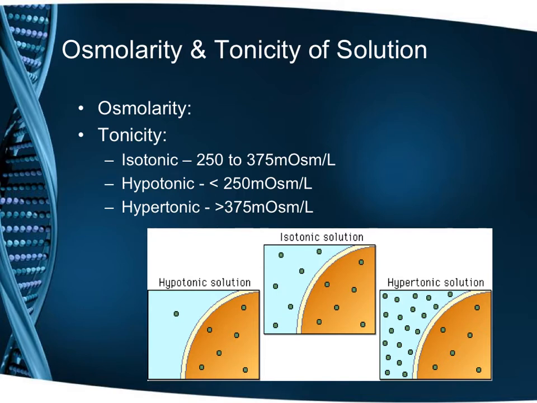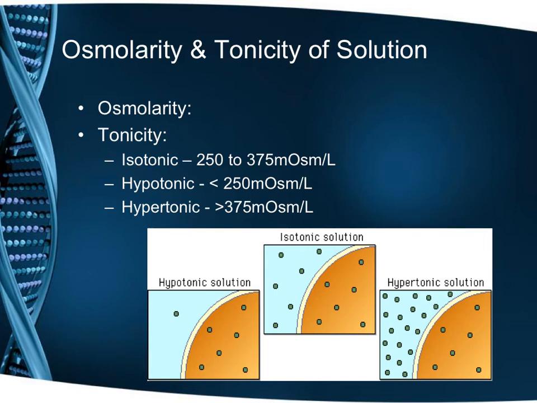The term tonicity is used with reference to the effects of solutions on body cells. A solution with the same osmolarity as body fluids is referred to as isotonic. A solution with less solute concentration than the body's fluid is called hypotonic, and a solution with a higher solute concentration is referred to as hypertonic.